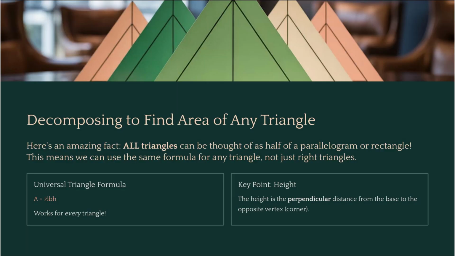You might be wondering about triangles that don't have a right angle. Do we use a different formula? Nope. The brilliant thing about geometry is that the formula area equals half base times height works for all triangles. The key is finding the height. The height is the line that drops straight down, making a right angle with the base, even if it has to be drawn outside the triangle, like on an obtuse one. It's always the perpendicular distance.